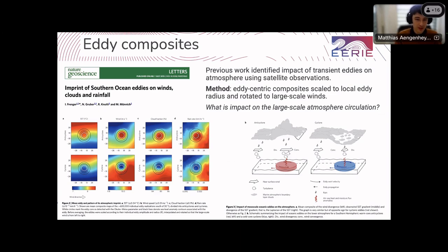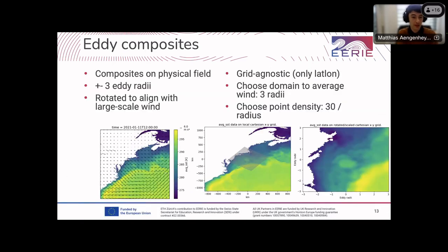So Chris has been doing quite some work early this year, and we've been adapting this and running it over our atmosphere simulations to come up with an algorithm that can do something similar for our simulations. What we do now basically is composites on the physical field in ±3 eddy radii, rotated to align with the large scale wind. Just to illustrate how this looks, here is an example of an eddy in the Gulf Stream region that you can already see on the left, in the center of the screen.